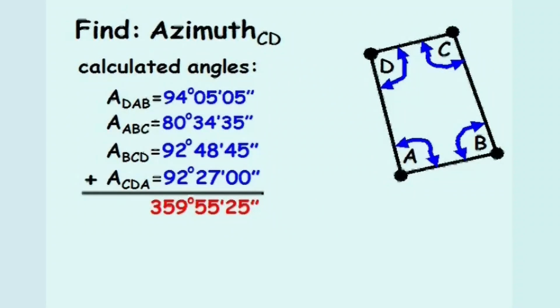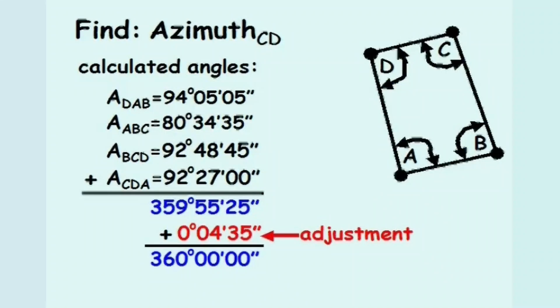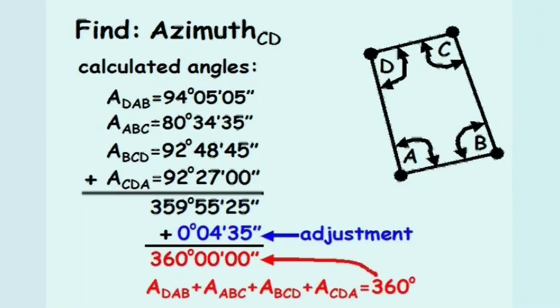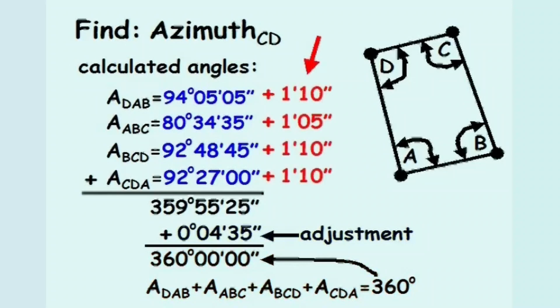This will require an adjustment of 4 minutes, 35 seconds, so that the sum of the interior angles balances out to 360 degrees. We will balance each angle by adding 1 minute and 5 or 10 seconds to its existing value and come up with our final interior angle values.